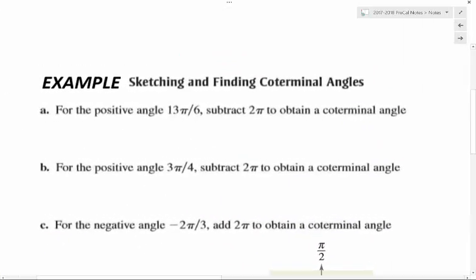So, sketching and finding coterminal angles. Another new concept that you've never dealt with before is called angles and coterminal angles. Up till now, you have never had an angle that is more than 360 degrees because there are 360 degrees in a circle. So how could you possibly have an angle that's larger than 360 degrees? Well, let me show you.